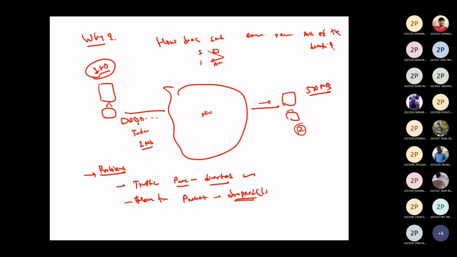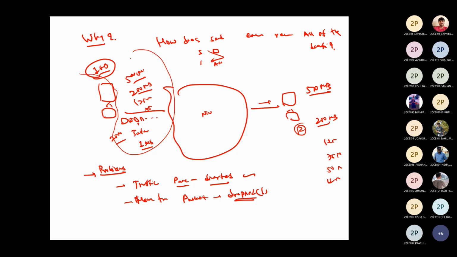What does the sender have to do? Again it will send 500 MB. Out of that 500 MB, 250 MB are received. Again it will send 250 MB, again 125 MB are received, again 125 MB are sent, again 75 MB are received, 75 MB are sent, then 50 MB are received, 25 MB are left, 25 MB are sent, only 12 MB are received, and this is the process.